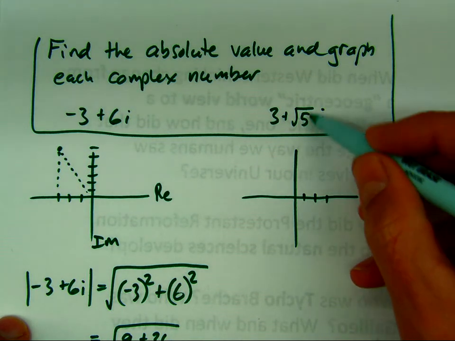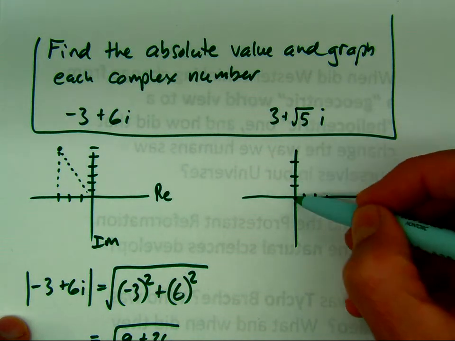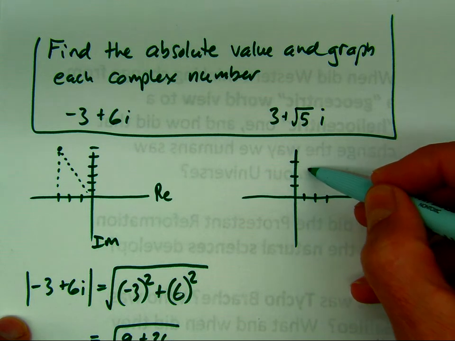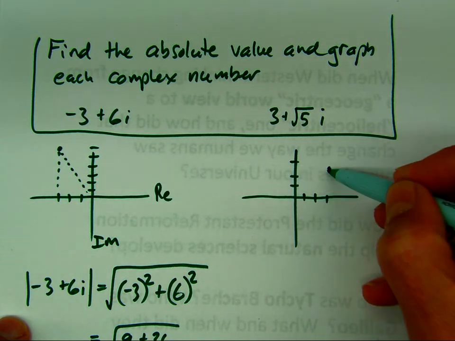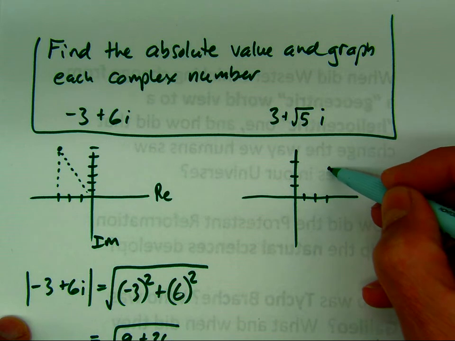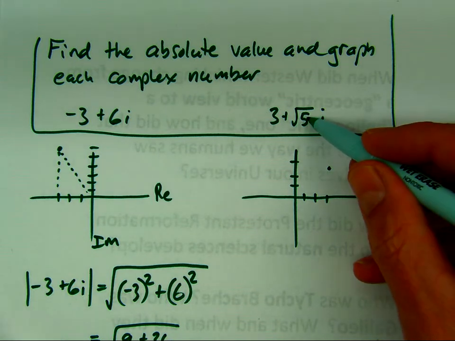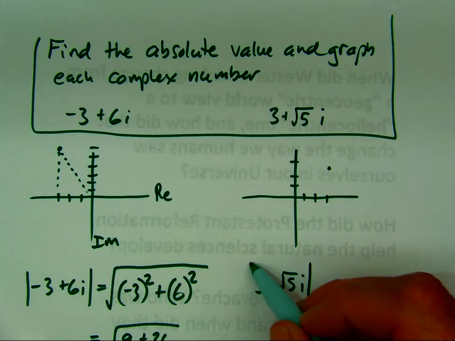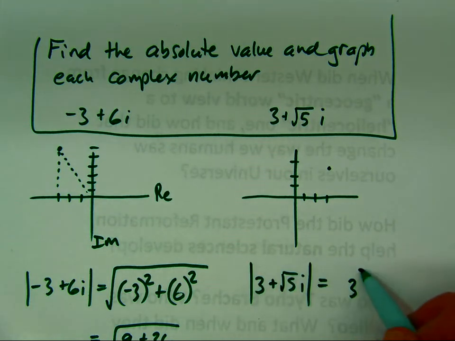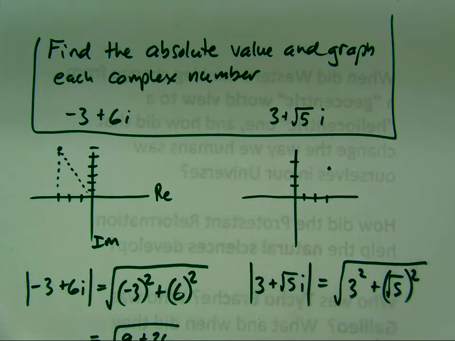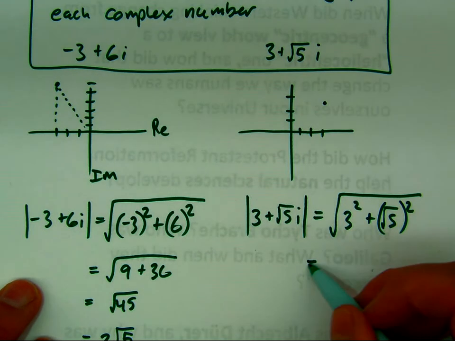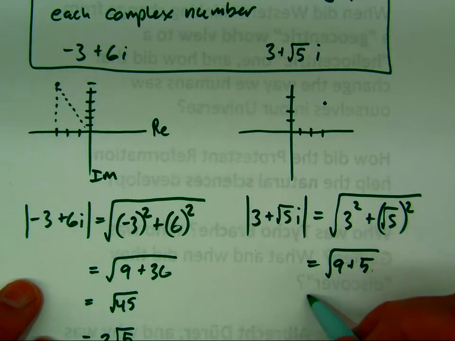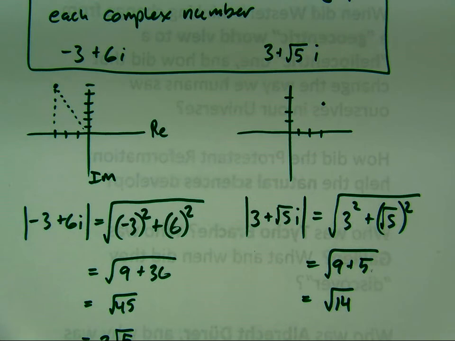Between 2 and 3. So we're going to go up a little bit between 2 and 3, over 3, up to 2 and some fraction. That will be the location of that complex number, and the absolute value is going to be 3 squared plus radical 5 squared. We don't include the i. So there's the absolute value of the complex number.